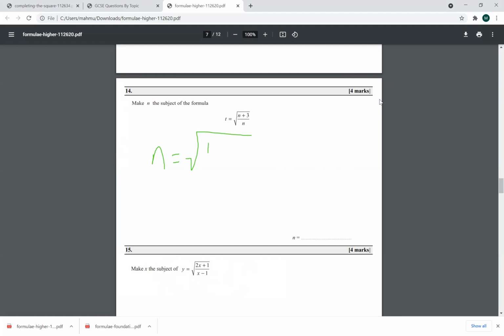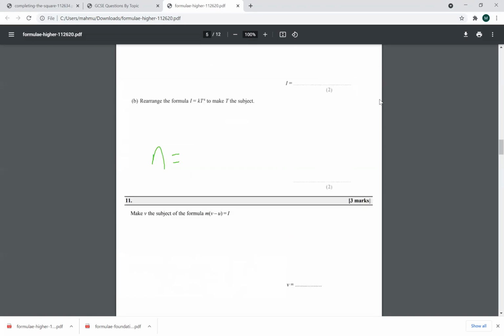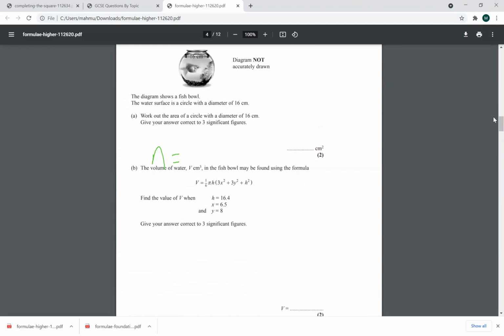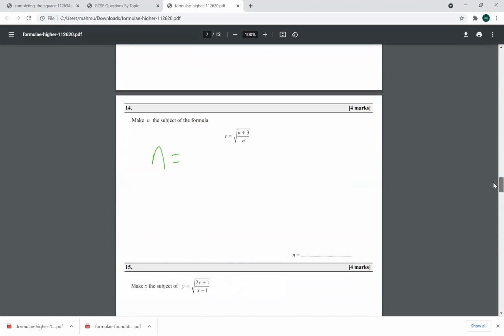t equals the square root. Oops, sorry. I've accidentally pressed the slide. Plus 3 over n.